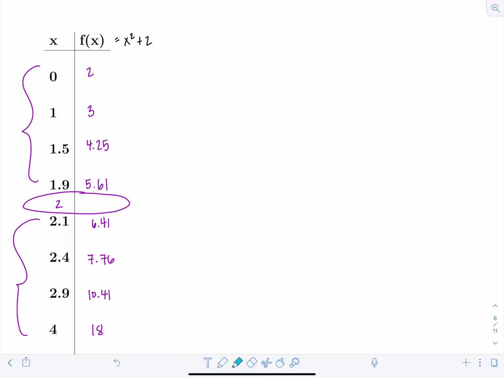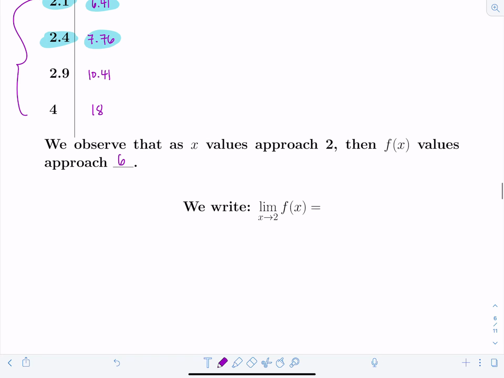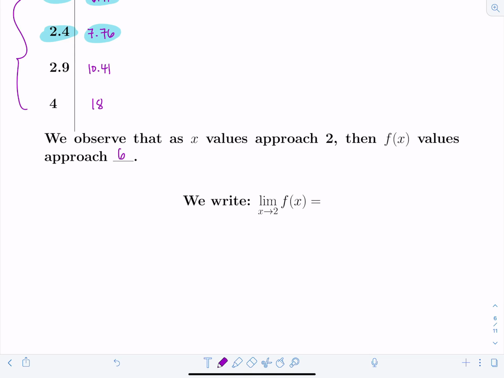Now, of most interest are the values that we plugged in for x that are closer to 2, right? Since we're investigating near 2. So these are the closest ones. And can you see something about what the function values are tending towards? Well, it looks like as the x values approach 2, then f of x, or the function values, approach 6. And we write this as follows. We write that the limit as x approaches 2 of f of x is equal to 6. Now, in this particular case, 6 is also equal to the value of our function when x is equal to 2. But we're going to look at a few other cases now where that's not always going to be so.